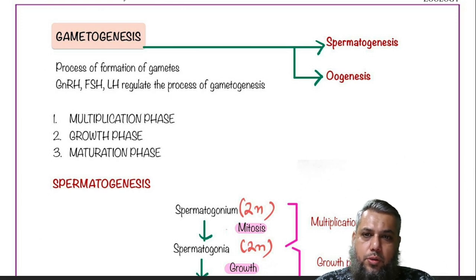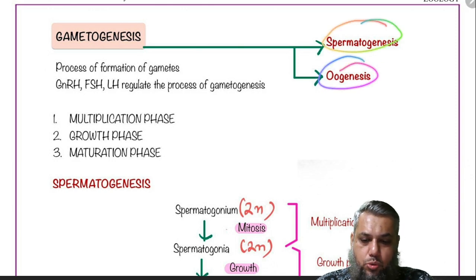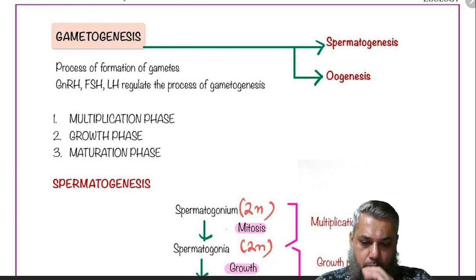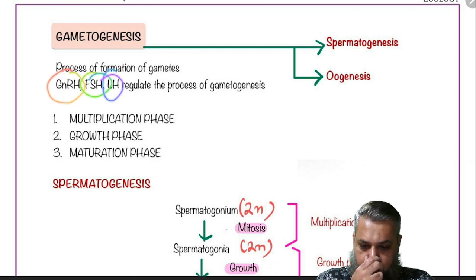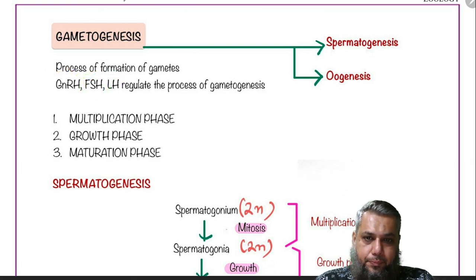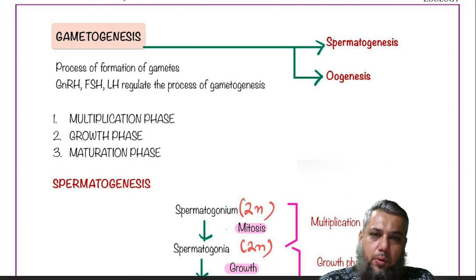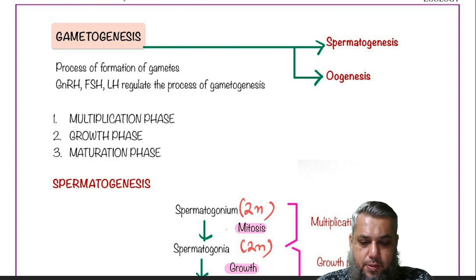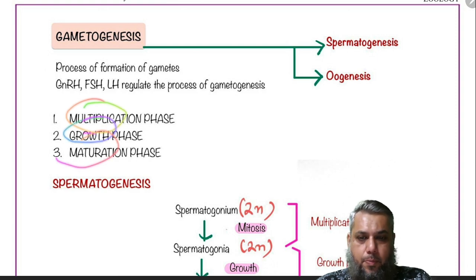Gametogenesis, dear students, is the formation of gametes. It is of two types, that is spermatogenesis and oogenesis. The process of gametogenesis is under the influence of hormones like the gonadotropin releasing hormone, FSH, and LH. And these are the hormones that regulate the process of gametogenesis. Gametogenesis consists of three phases: the multiplication phase, growth phase, and maturation phase.